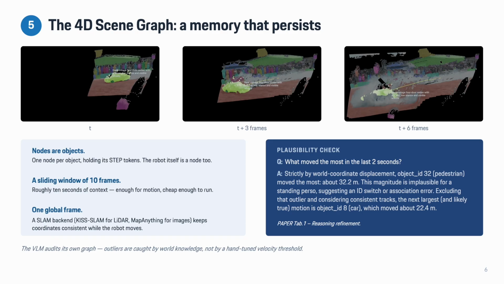These step tokens are accumulated in a globally consistent object-centric 4D scene graph. Nodes in these graphs are objects holding the step tokens. The robot itself is a node too, an object that moves through space and time. The global consistency is enabled by a SLAM backend, for instance KISS-SLAM for LiDAR or Map Anything for images, depending on the specific 3D representation and points used.